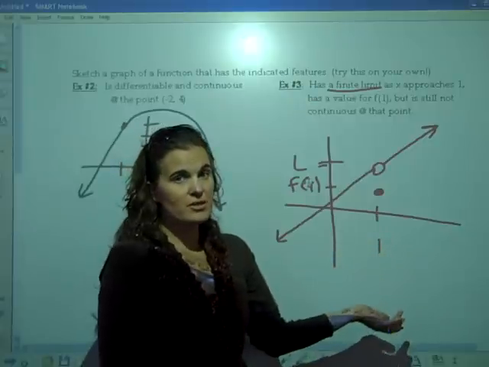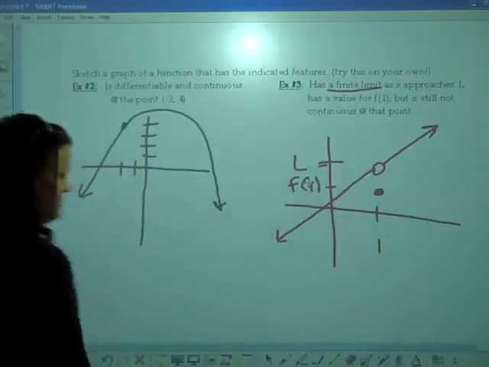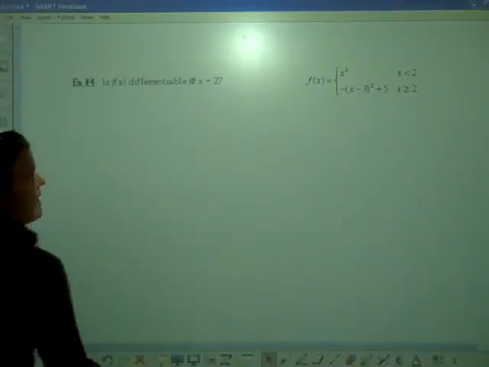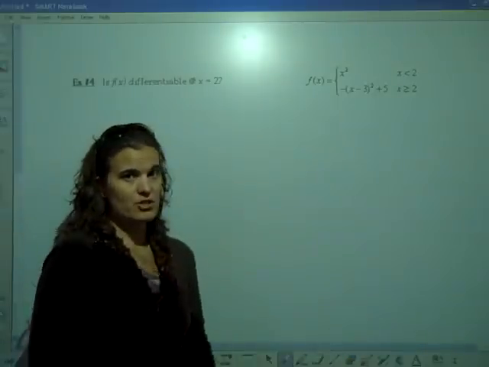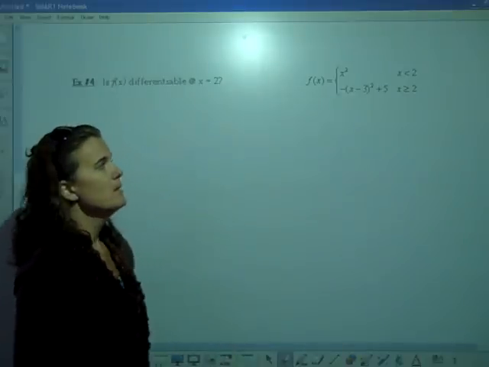So we would say that this function is neither continuous nor differentiable at x equals 1. Alright, now the meat and potatoes here: if we actually have a piecewise function, and we want to know, is this function differentiable at this point?